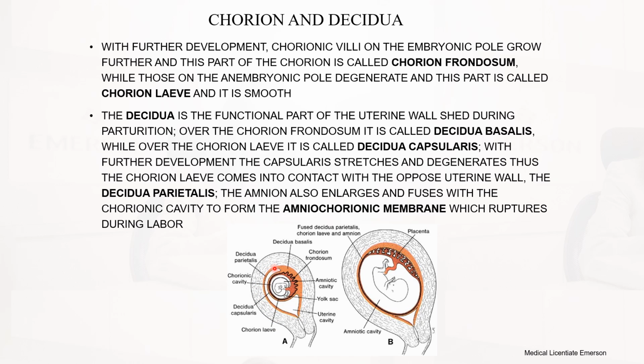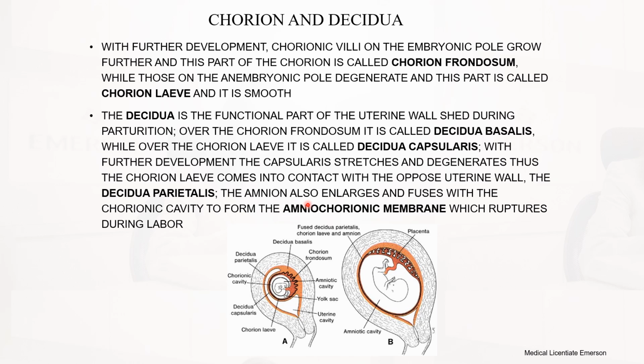Then what is it going to become, or what is going to be called? After it comes into contact with the opposing uterine wall and degenerates and stretches, the decidua capsularis will now be called the decidua parietalis. Okay, that's what we are talking about.